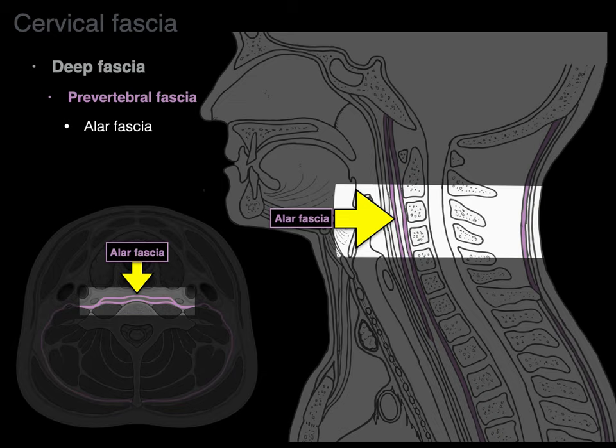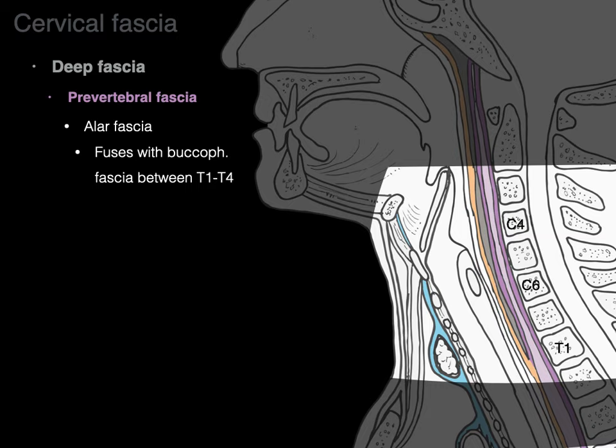okay? And the alar fascia fuses with the buccopharyngeal fascia somewhere around the T1 to T4 vertebral level. Prevertebral fascia, alar fascia, buccopharyngeal fascia. Now follow the alar and buccopharyngeal fasciae. They fuse around the T1 vertebra in my illustration here.